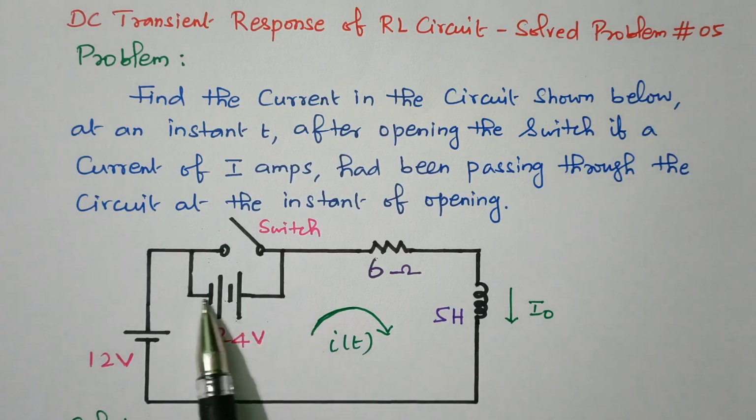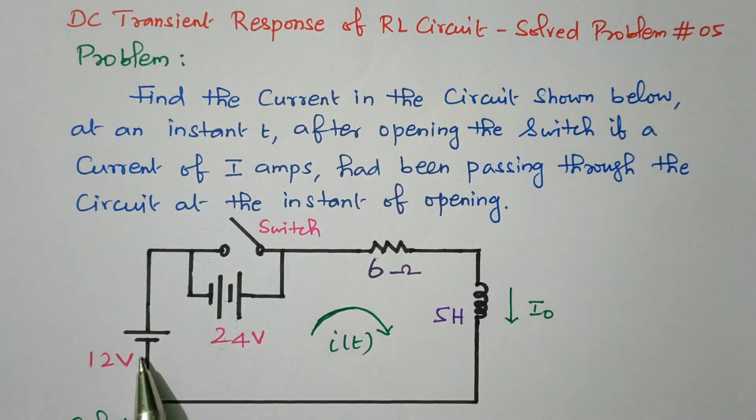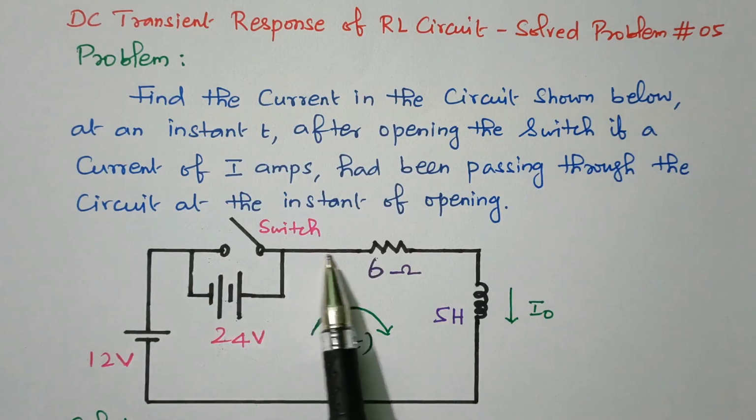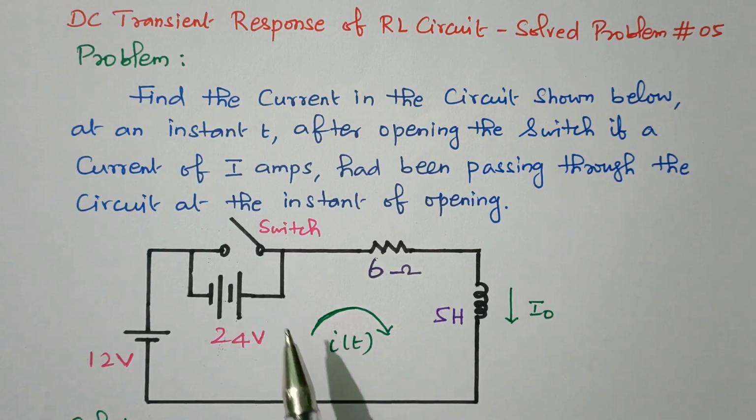If we close the switch, it becomes a short circuit and only 12 volt is applied. If you open the switch, this 12 volt and 24 volt are connected to the circuit. That is how the circuit is given based on the switch.